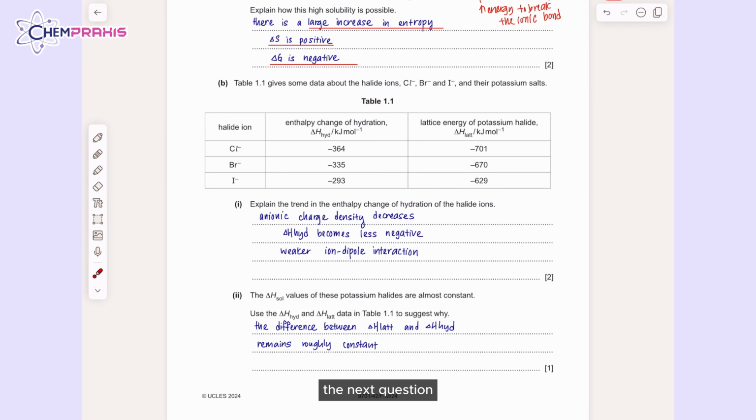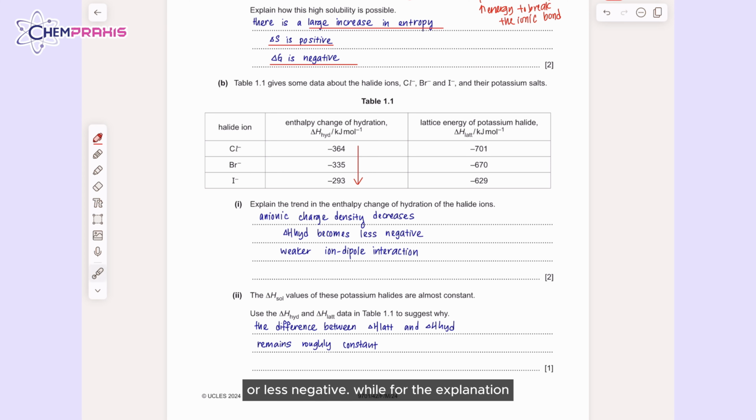For the next question, table 1.1 gives some data about the halide ions, chloride ion, bromide ion, and iodide ion, and their potassium salts. Explain the trend in the enthalpy change of hydration of the halide ions. So for chloride, bromide, and iodide, as you can see, going down the group, the enthalpy change of hydration decreases, or we can say that they are less exothermic or less negative.